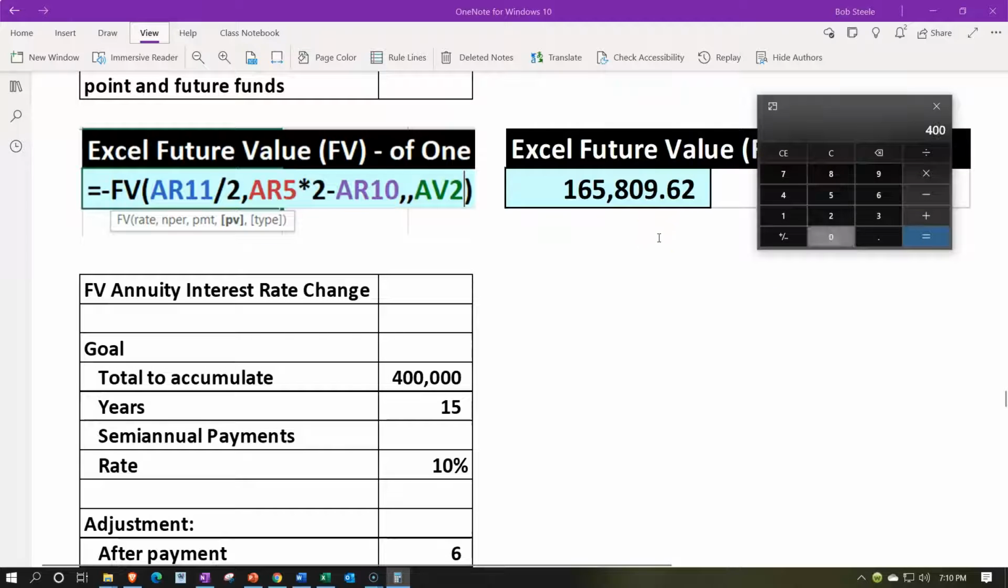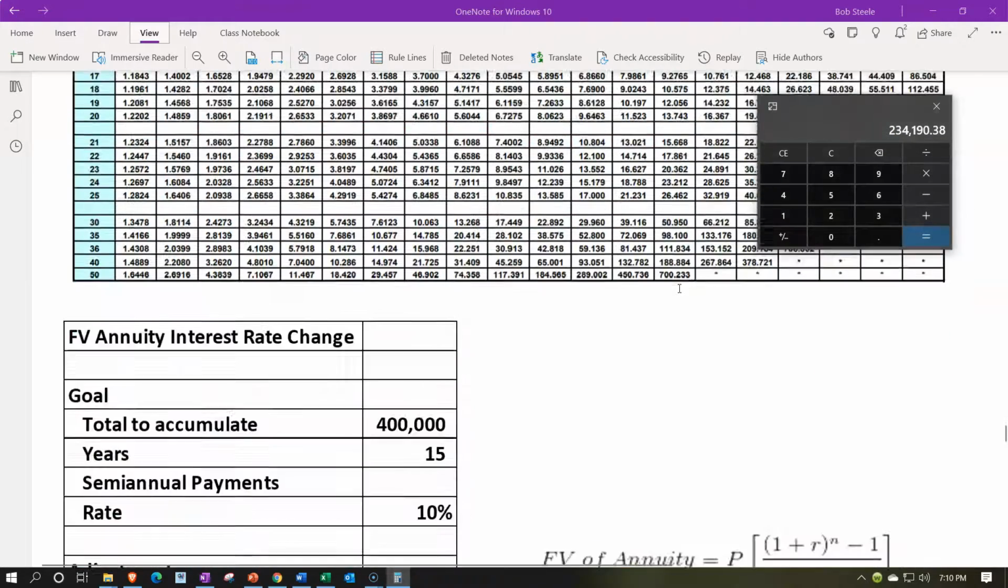So now we're going to take this amount and do the last part. We want to get to the 400,000. We think that at this point, the future value at the end of the 15 years will be 165,809 based on what we have thus far. Therefore, we need another annuity for the remainder of the time periods, 24 periods, that will get us up to that number, 234,190.38.